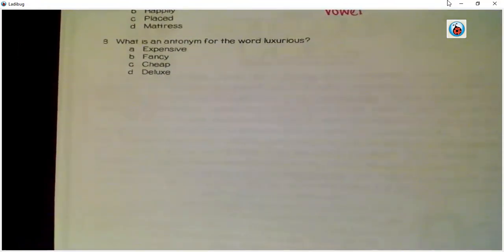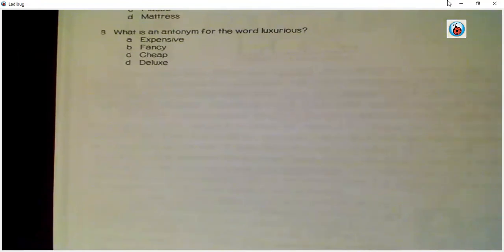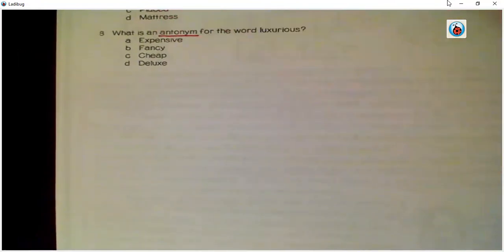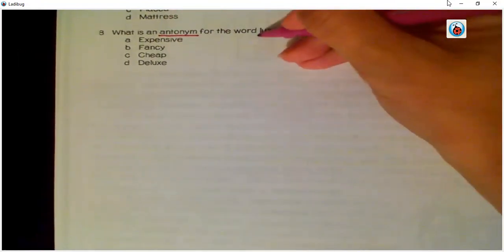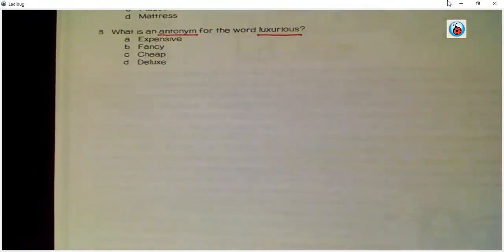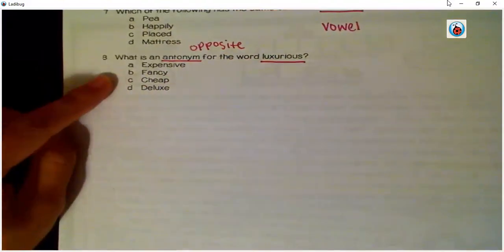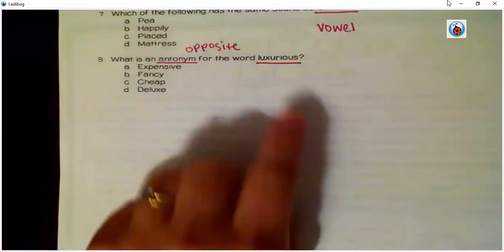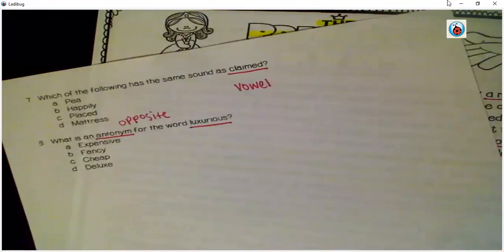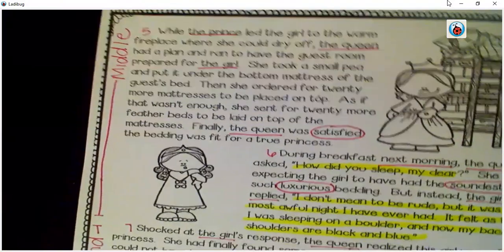Question 8 says, what is an antonym for the word luxurious? So we talked about this word luxurious. We can go back and look at it here in just a second, but I want to remind you that antonym means opposite. So which of these words that we're given here has the opposite meaning of the word luxurious? Let's go back and look at the word luxurious as it's used in the text.